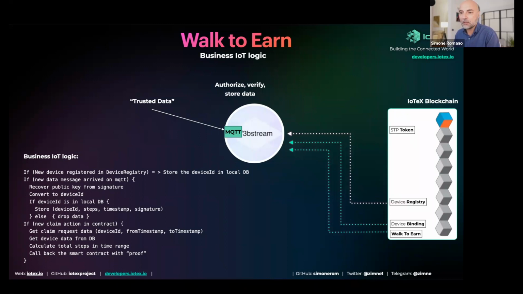The second smart contract that the WebStream node monitors is the work to earn contract, because WebStream has to know if any user has requested some tokens, has been claiming tokens. Because the blockchain itself does not initiate any communication with the external world, it only provides an API for you to read the status of a smart contract, the WebStream node is supposed to watch the blockchain for that specific event, the claim event. And when the WebStream node sees this event, it will run its logic. The logic is pretty simple.